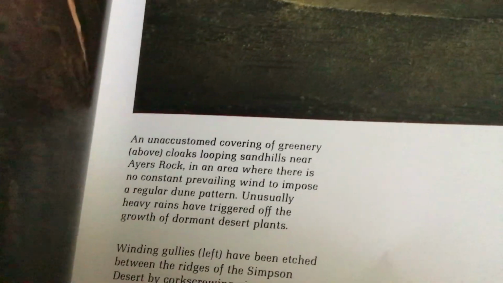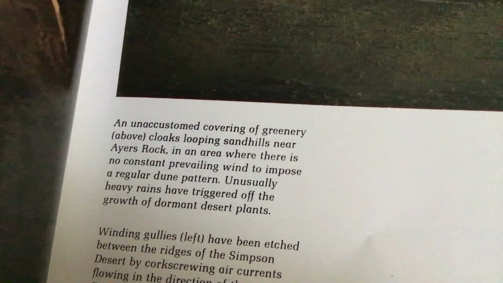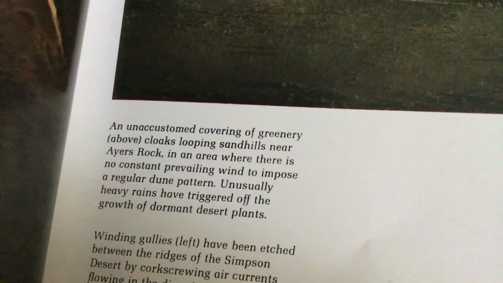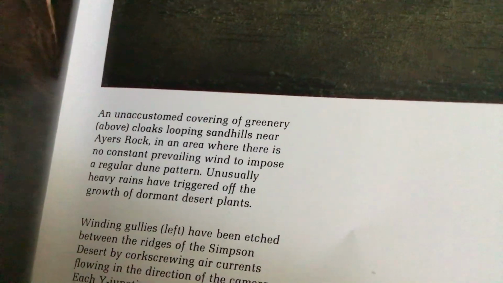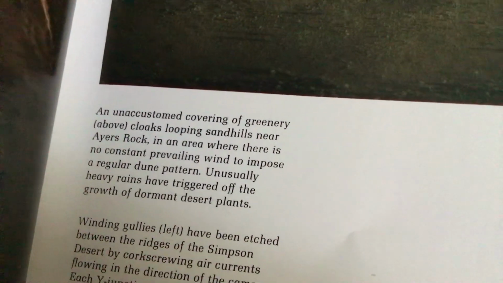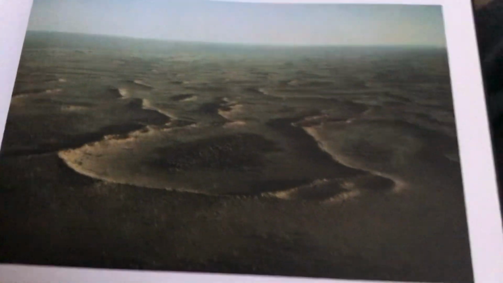An unaccustomed covering of greenery cloaks looping sandhills near Ayers Rock. In an area where there is no constant prevailing wind to impose a regular dune pattern, the unusually heavy rains have triggered the growth of dormant desert plants. You can see all the greenery growing in the dunes.